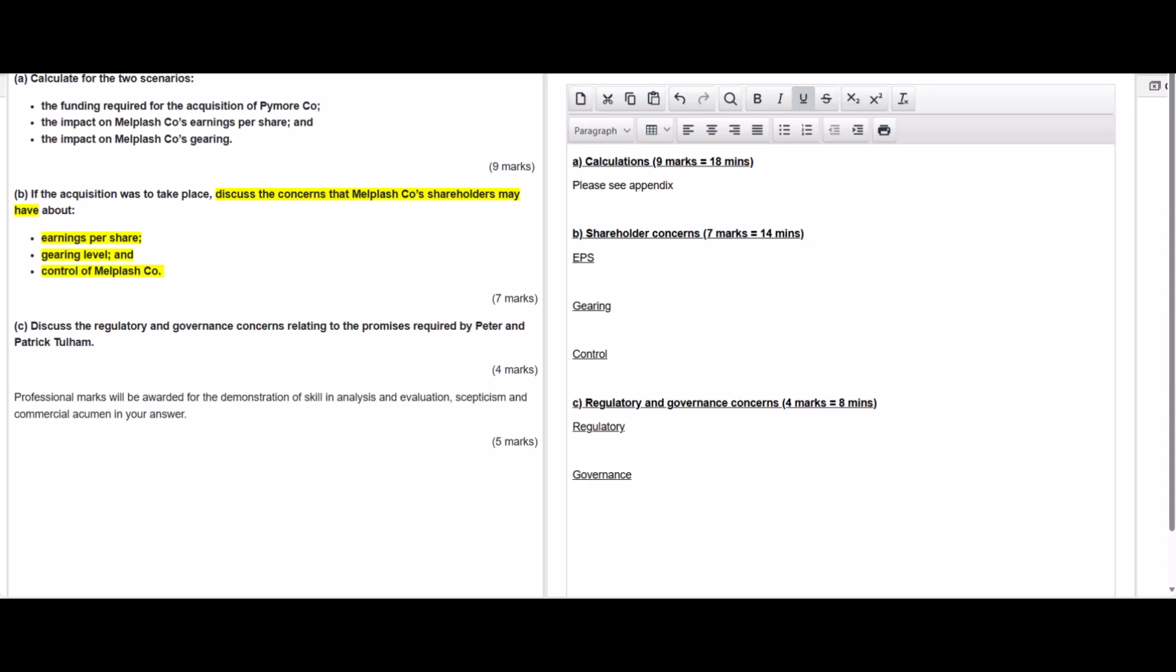So remember, this isn't just those 7 marks. We're also then picking up those professional marks as a part of this answer, which is great. So let's start with EPS, and we want to start by bringing in the numbers that we calculated in part A.